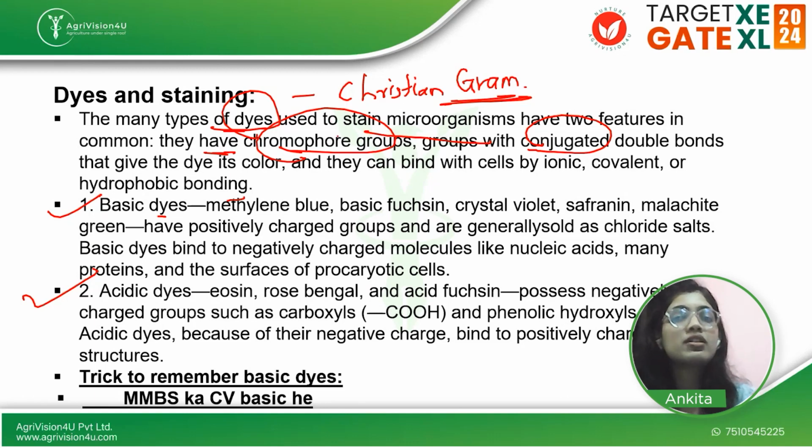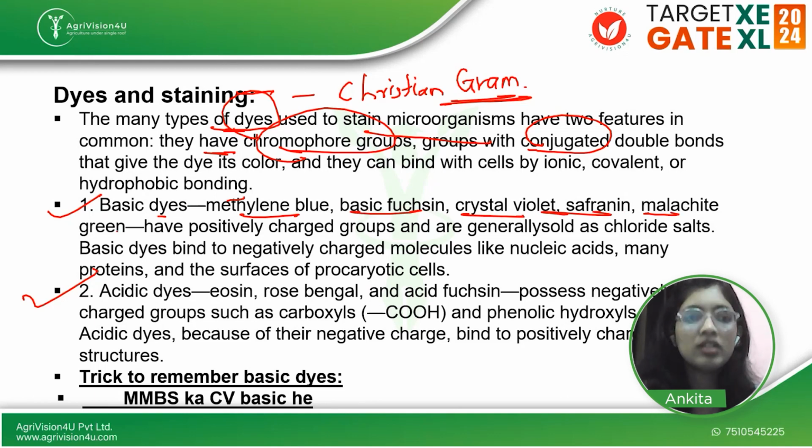Besides this gram staining technique, there are various other types of staining techniques. Now, when we go for the dyes, in types of dye you have the acidic dye and the basic dye. The examples of basic dyes are methylene blue, basic fuchsin, crystal violet, safranin, and malachite green.